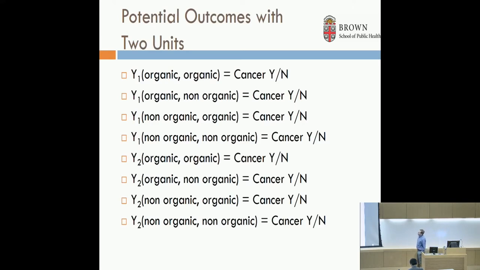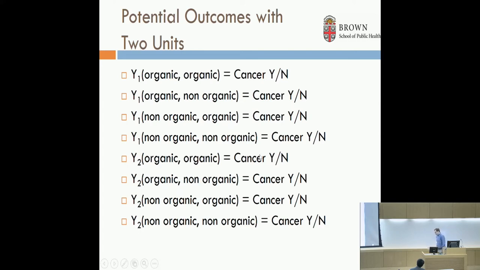Now when I add a unit, it really depends on what the other unit would receive. The first organic here is what the first unit received, and the second one is what the second unit received. So I could have organic and organic. Under that intervention, the first unit received organic, and the second unit received organic, and then we can ask if you have cancer or non-cancer. What happened if the first unit received organic and the second one received non-organic, and then we can have cancer. And the same thing goes on for unit two, we have the same problem.